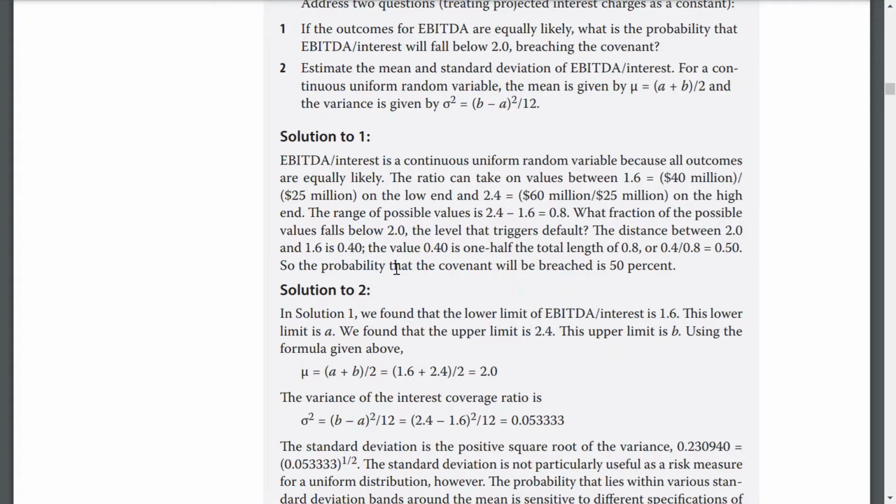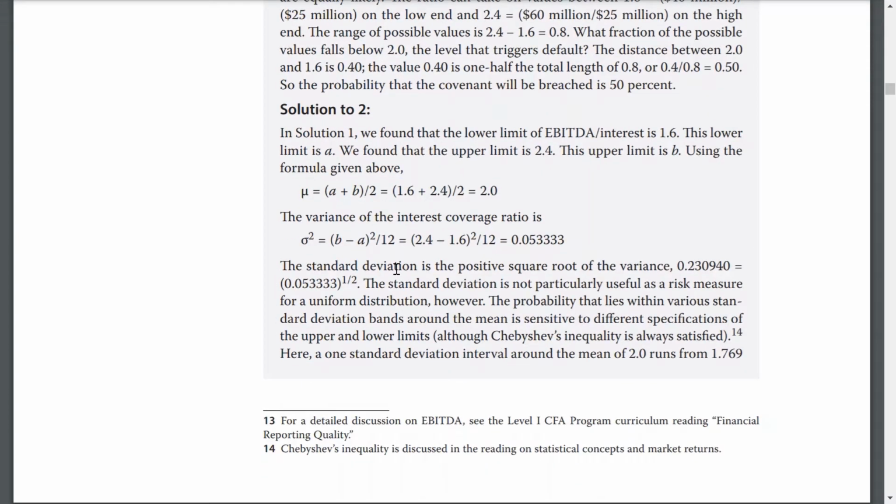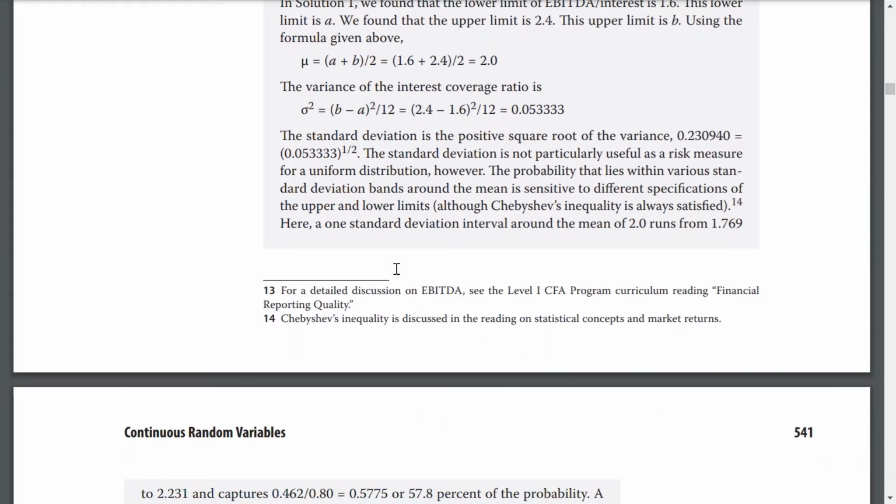Solution to 2. In solution 1, we found that the lower limit of EBITDA divided by interest is 1.6. The lower limit is a. We found that the upper limit is 2.4. The upper limit is b. Using the formula given above, mu equals 2.0. The variance of the interest coverage ratio is therefore this. The standard deviation is the positive square root of the variance, 0.230940, equal to the square root of this.